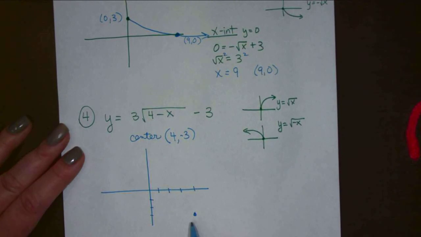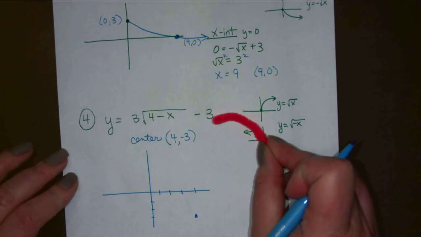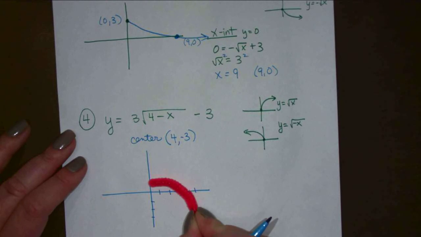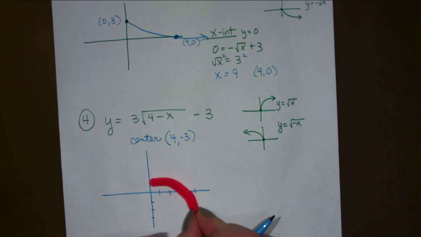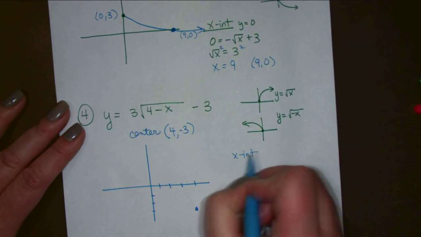And which way is it going? Let's use our pipe cleaner so I don't draw it. So here's the graph, this way. So there's our starting point. It's going to go in that direction. So which axis is it going to cross? Both, right? It's going to come up and cross both. So we need our x-intercept where y equals 0.